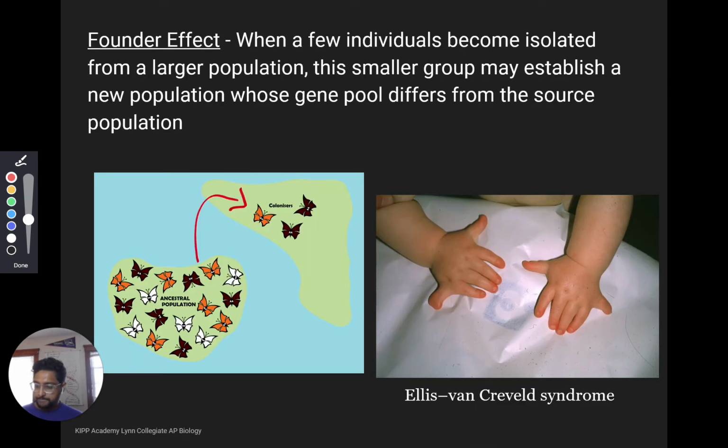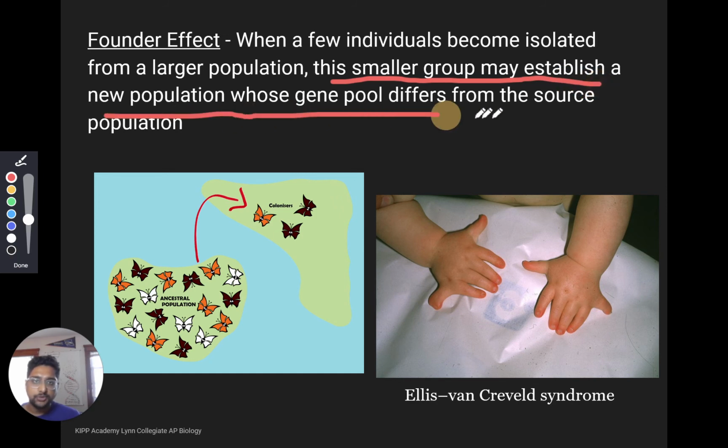Okay. The next thing to know about is the founder effect. The founder effect is another example of genetic drift. And the founder effect is essentially when a few individuals become isolated from the larger population due to what we usually consider a geographic split, but this can also be voluntary. This smaller group establishes a new population whose gene pool is different than the source.